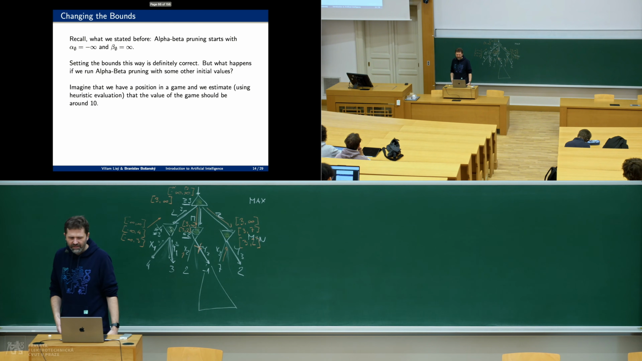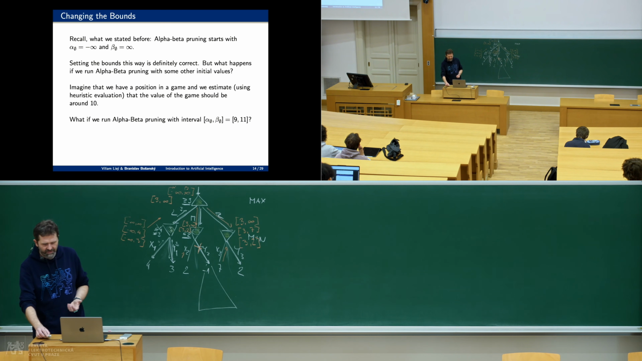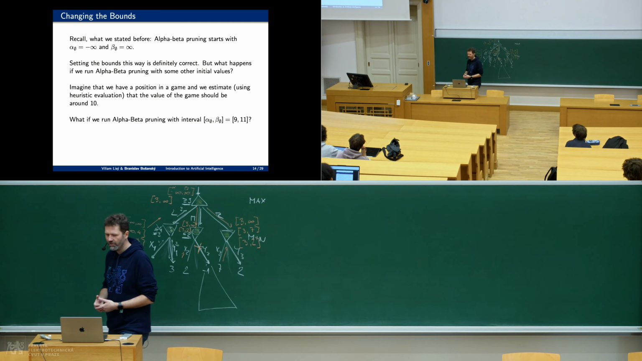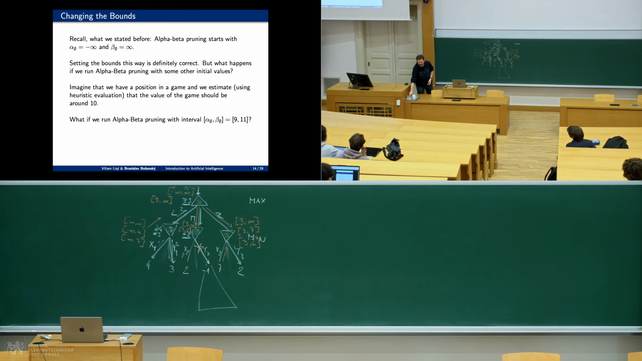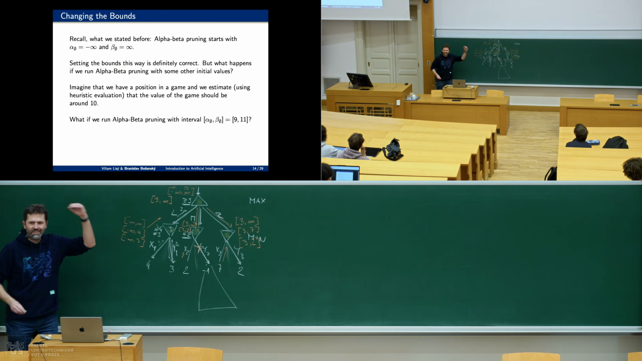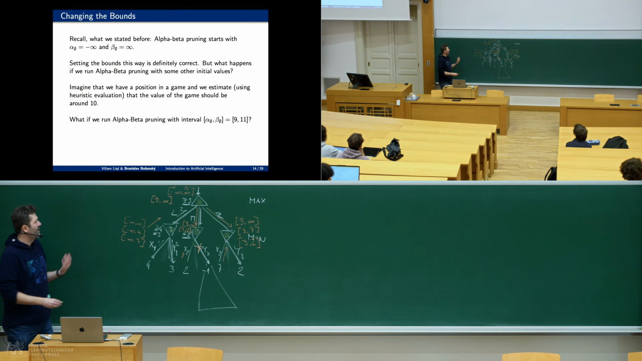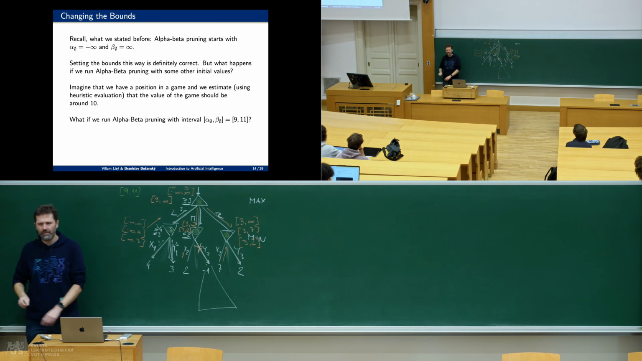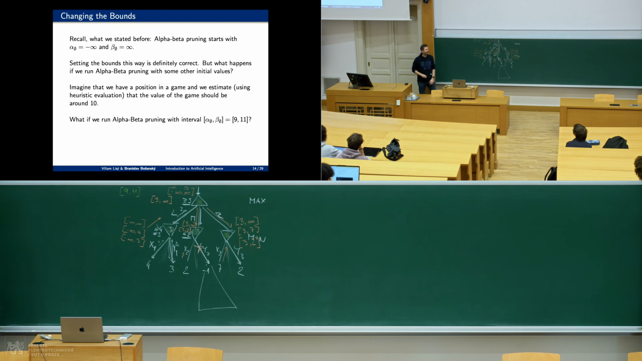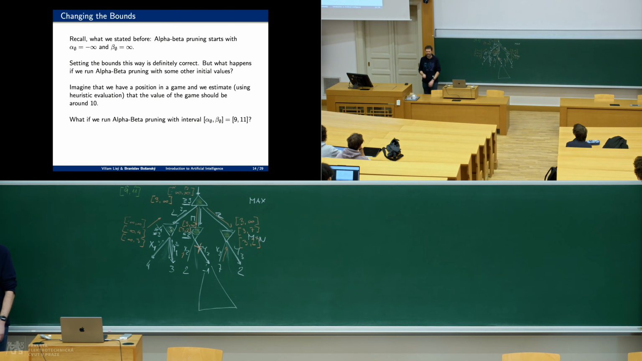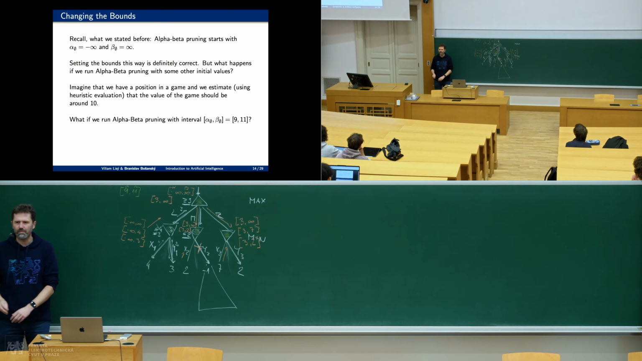Okay, so can I use it? If I think that the value is 10, what happens if I run the search with different bounds? Instead of using -infinity and plus infinity, I will use exactly the same search algorithm, and the only thing I will change at the beginning is that I will not initialize alpha and beta with -infinity and plus infinity. I will initialize them with 9 and 11. 9 would be my lower bound, 11 would be my upper bound.